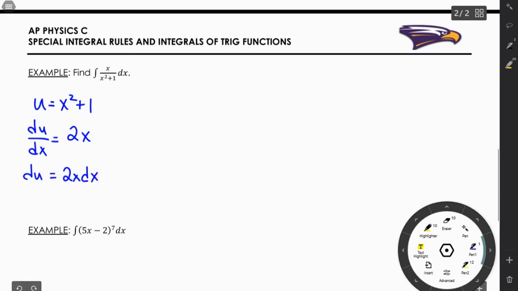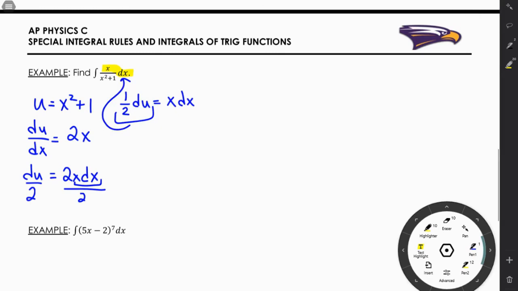But note that what's left is not 2x dx, but x dx. So what do I have to do to get x dx by itself? Well, I have to divide this all by 2. So 1/2 du equals x dx. Now I take this and substitute in for what I highlighted, and rewrite. I can bring out the 1/2, or any constant, outside of the integral. So it's going to be 1/2 times the integral of 1/u du.